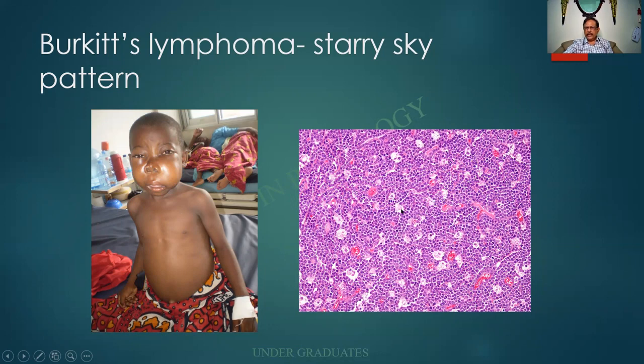So this is called a starry sky pattern. If you look at the sky at night, you will find a dark background and then the stars. So that kind of description is called the starry sky pattern, classical of Burkitt's lymphoma.